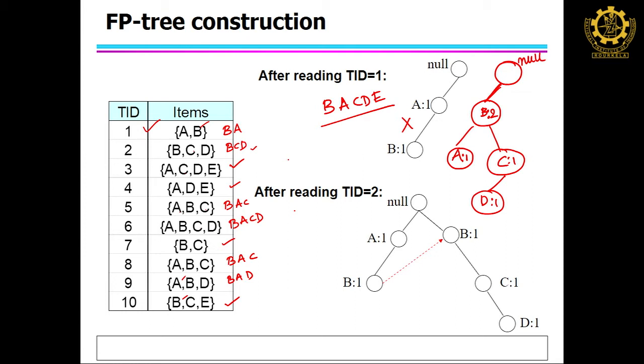Then what next? A C D E. What is A? There is no starting A, so you have to start the new branch. So, this is A, then C D E. C is, A, then C, let us say C and D.